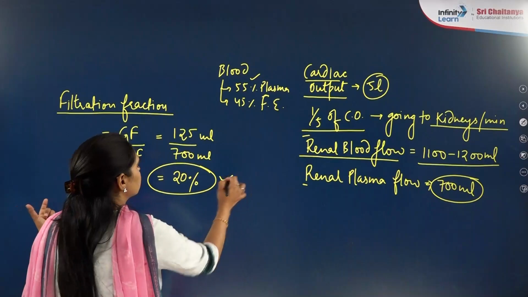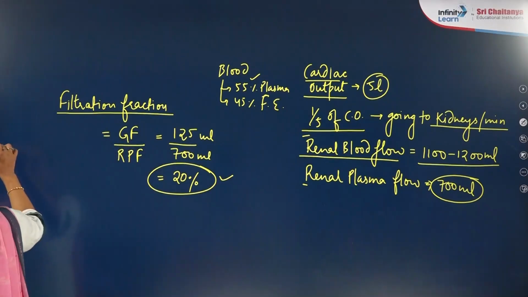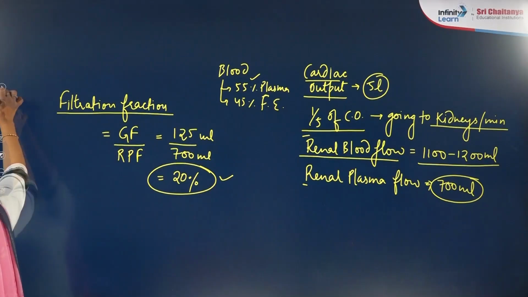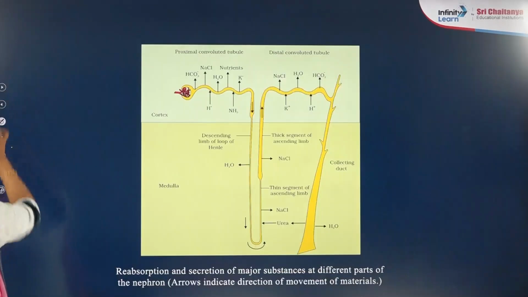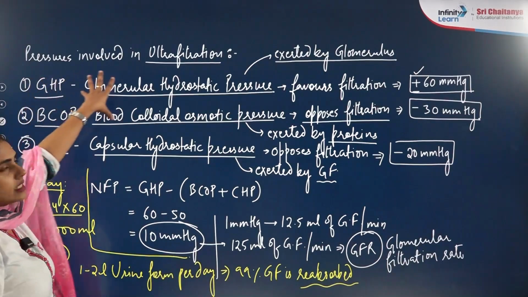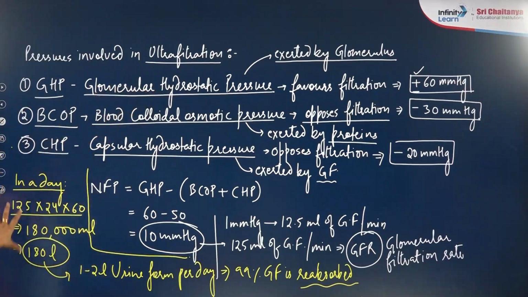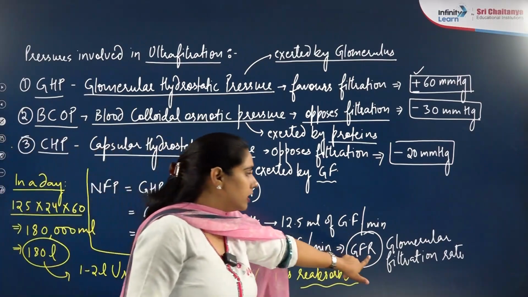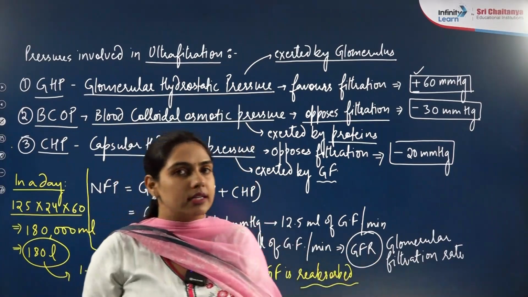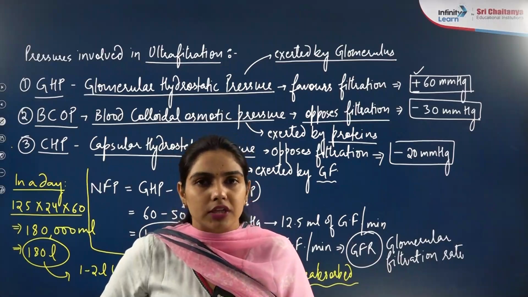So you can remember this, right? This is also one important concept. Now, we have understood filtration fraction. We have understood the first step, ultrafiltration, right? You have understood what is the glomerular filtration rate. This is the most important step in urine formation.